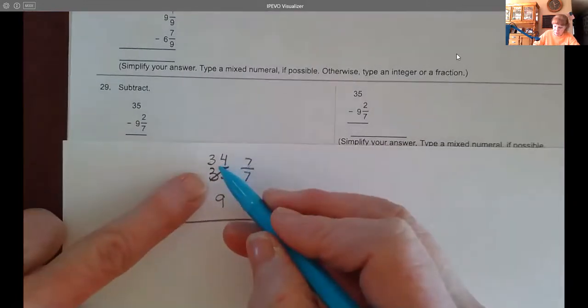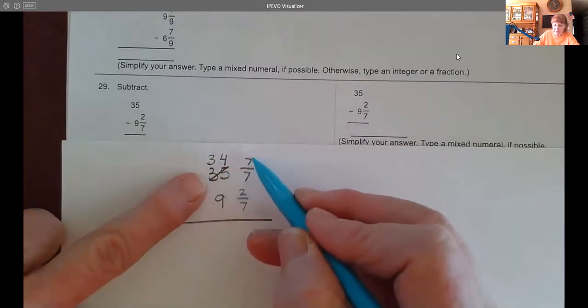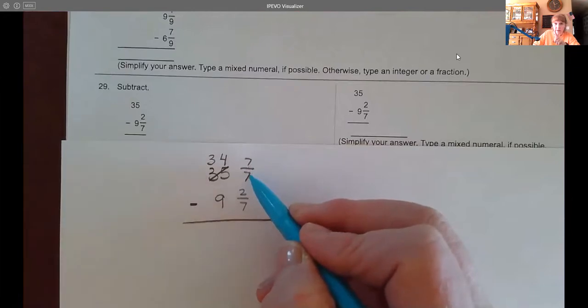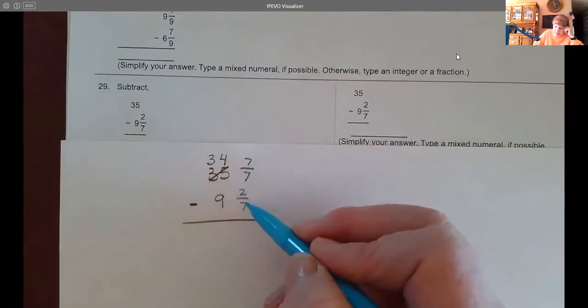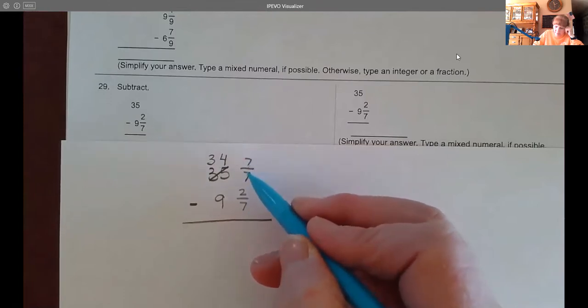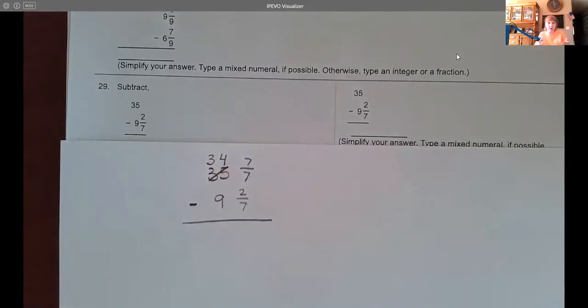So we took 1 and we added it here. 7/7 is the number 1. If that had been an 8 instead of a 7, I would have added 8/8. Or if that would have been a 9, 9/9. So make it easy on yourself. Make it 1 with a common denominator. So I borrowed 1 and brought it over.